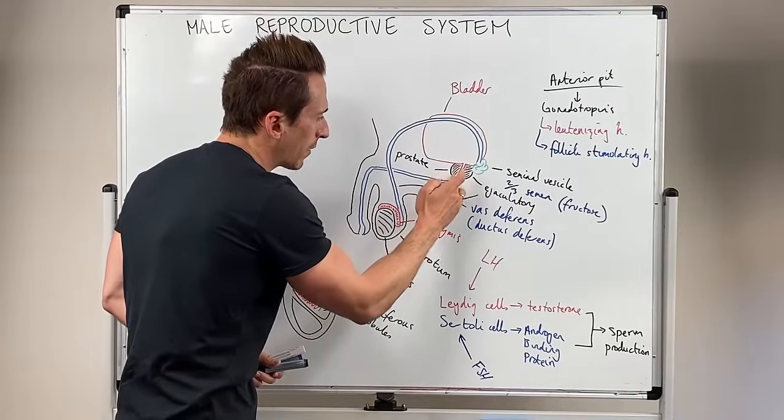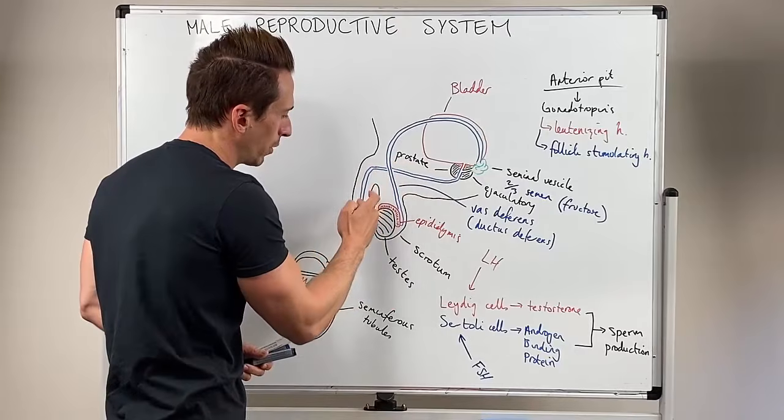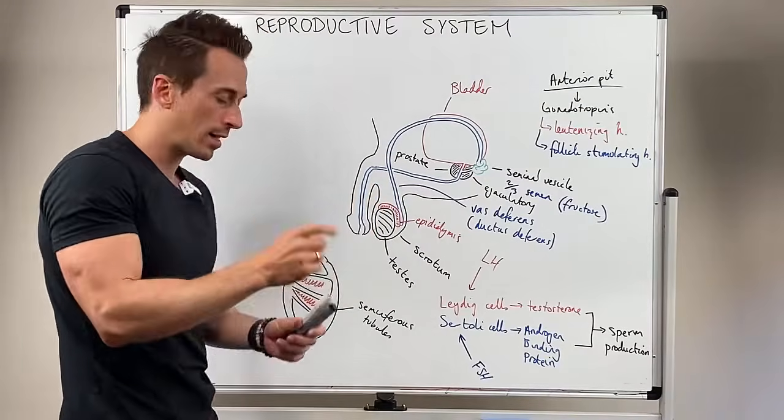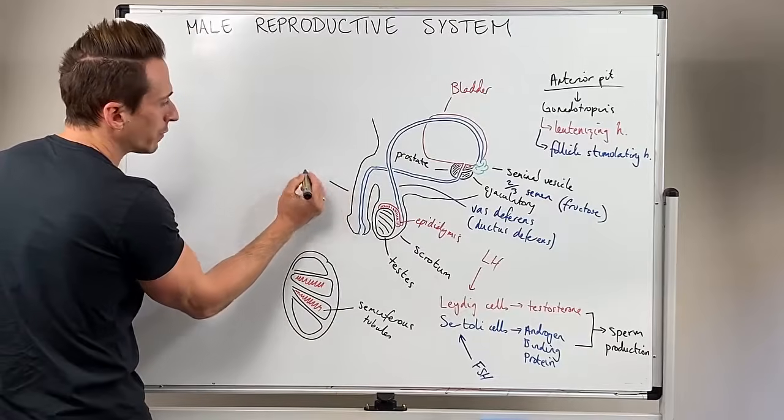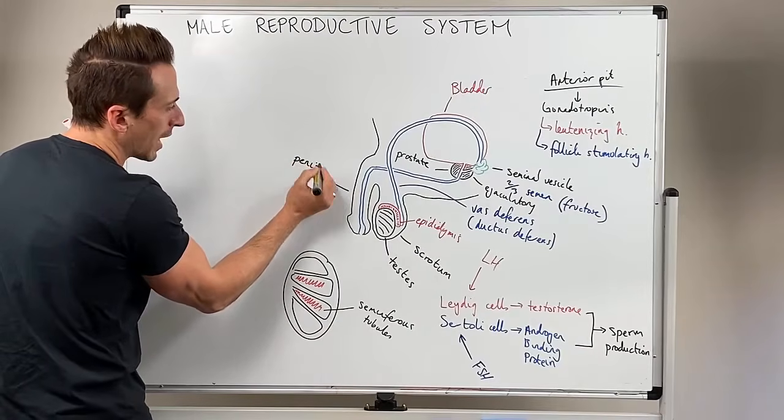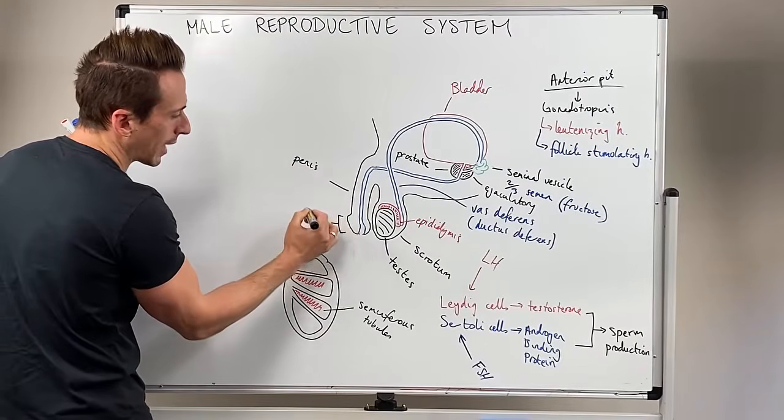Then from the prostate we have the urethra, and the urethra travels through the penis, and you can see the penis here. Now the penis is made up of spongiform tissue. At the very end of the penis we've got what's called the glans penis.